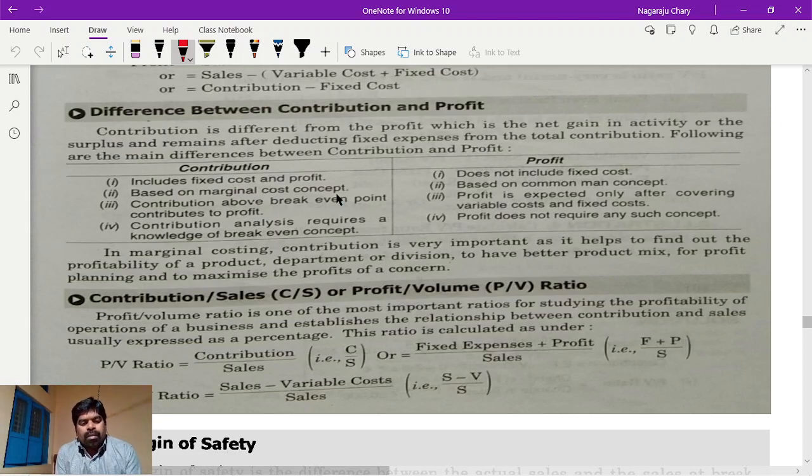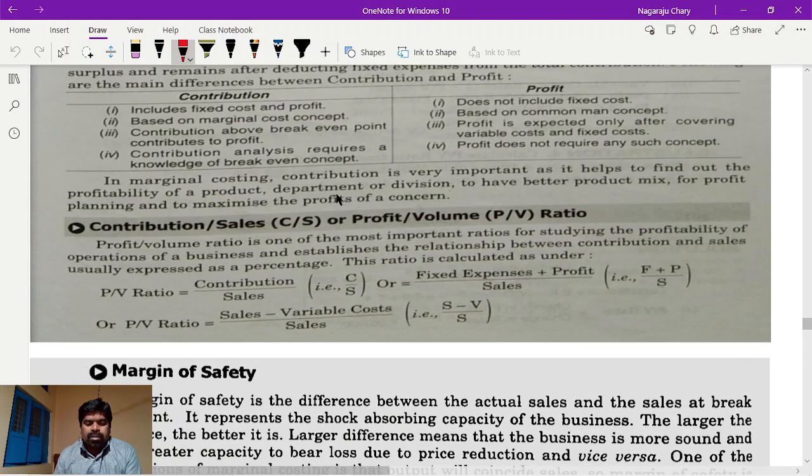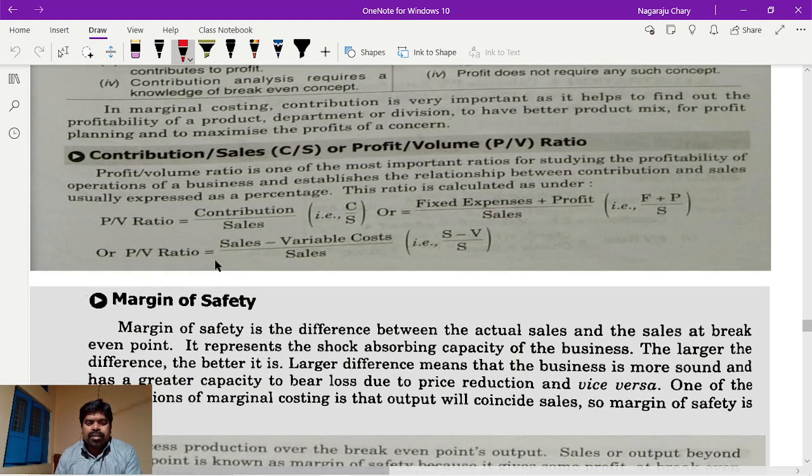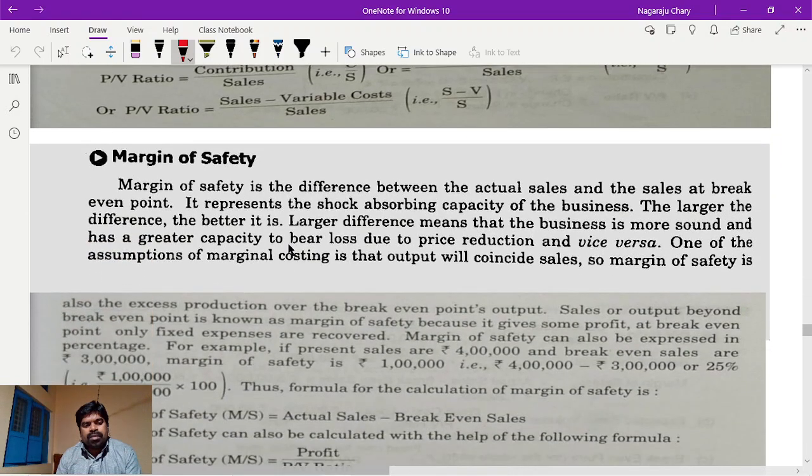And you see again the PV ratio, profit volume ratio. It is also known as the contribution by sales ratio. The name itself indicates: PV ratio is contribution by sales, multiplied by 100 because this is a ratio. Fixed expenses plus profit by sales, that way also we can calculate this contribution sales ratio.